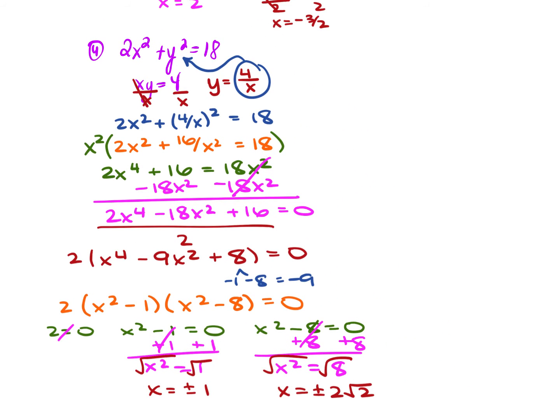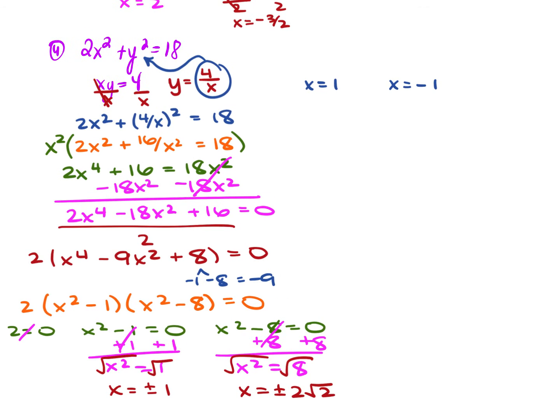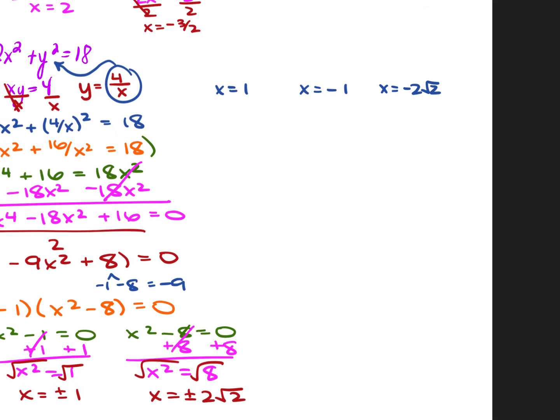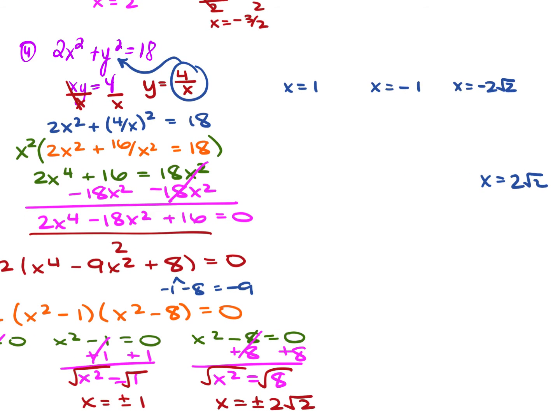So this is going to give us an x is equal to 1, an x is equal to negative 1, an x is equal to negative 2 square root 2, and an x that's equal to 2 square root 2. So we plug all of these into where our y is equal to 4 over x. So y is equal to 4 over 1, which just gives us y is equal to 4. We have y is equal to 4 over negative 1, which is y is equal to negative 4.